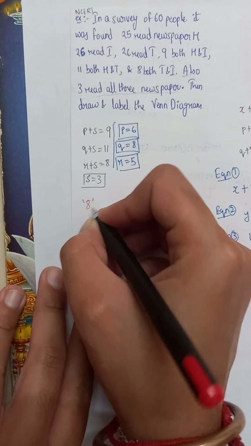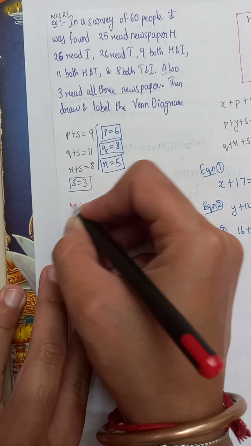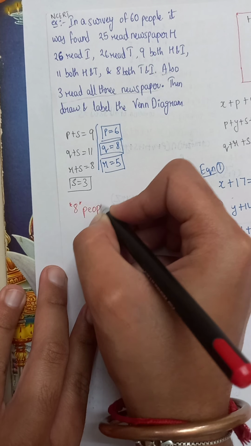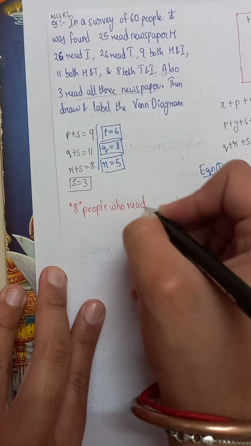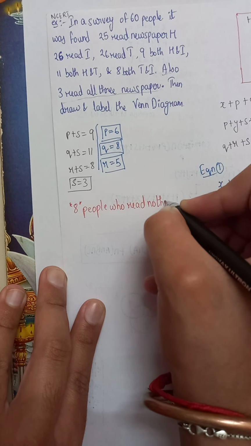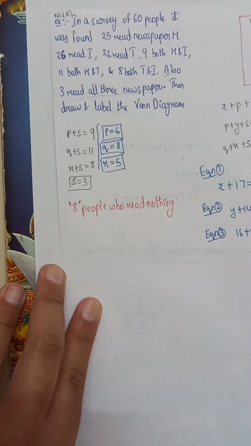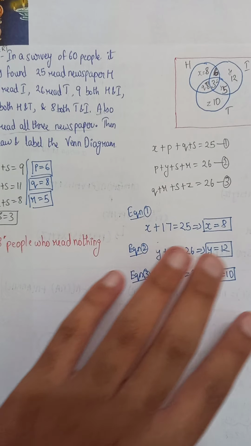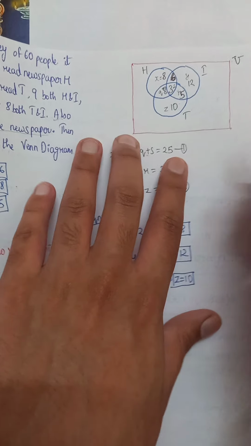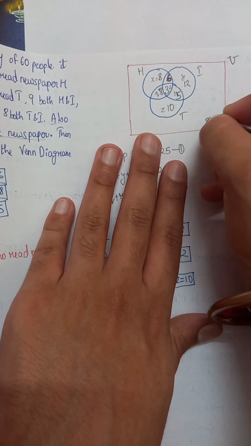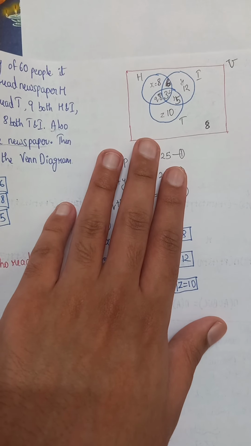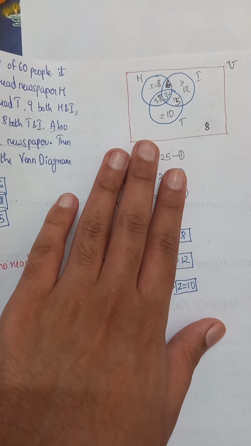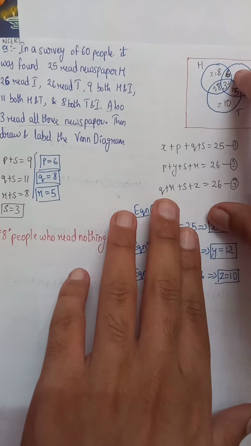So according to the question, there are 8 people who read nothing. They don't read any of these newspapers. So we write 8 here. The value of small t, that is the outer part of the set, is equal to 8. Okay, so that's it for this question. We've solved this question successfully.